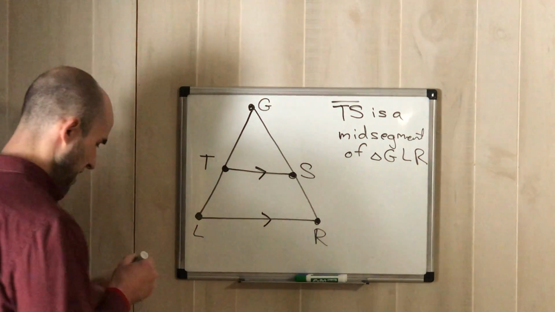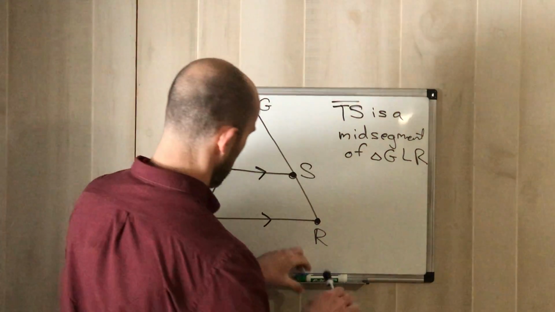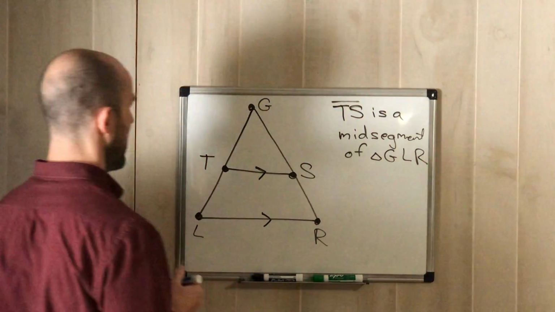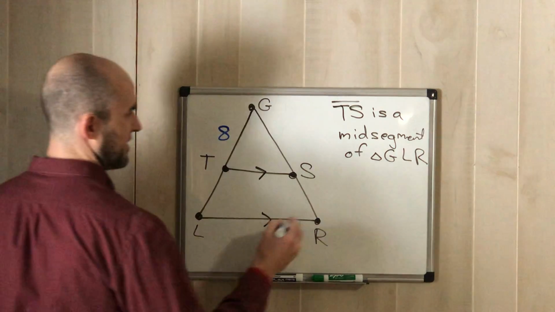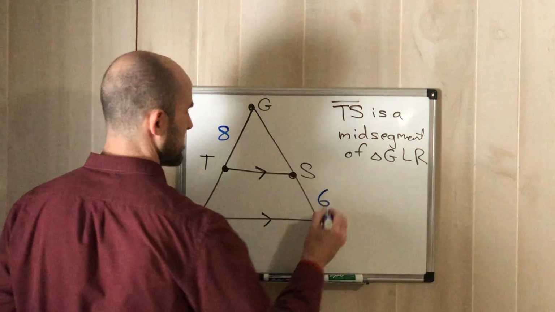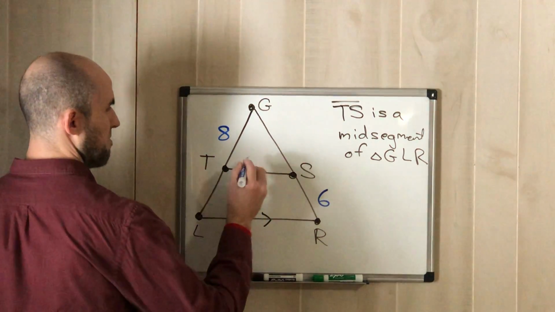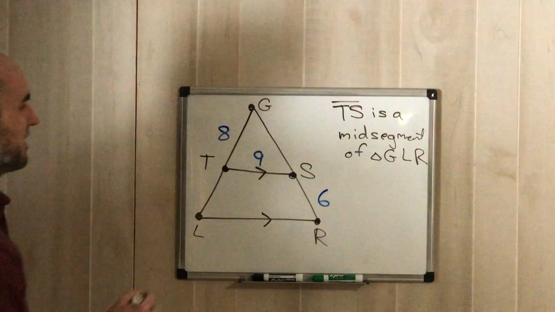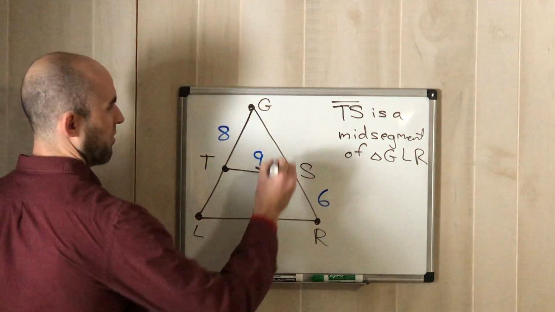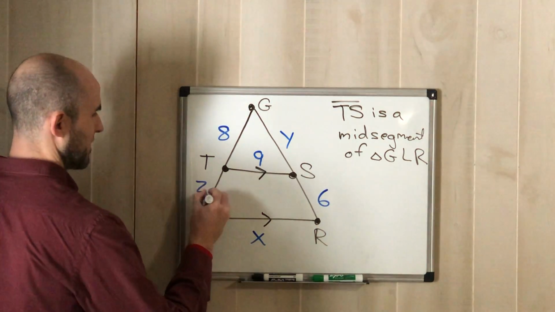I'm going to tell you now that this side here is 8. I'm going to tell you that this side here is 6. And I'm going to tell you that the midsegment is 9, right? What I want is to find X, I want to find Y, I want to find Z.